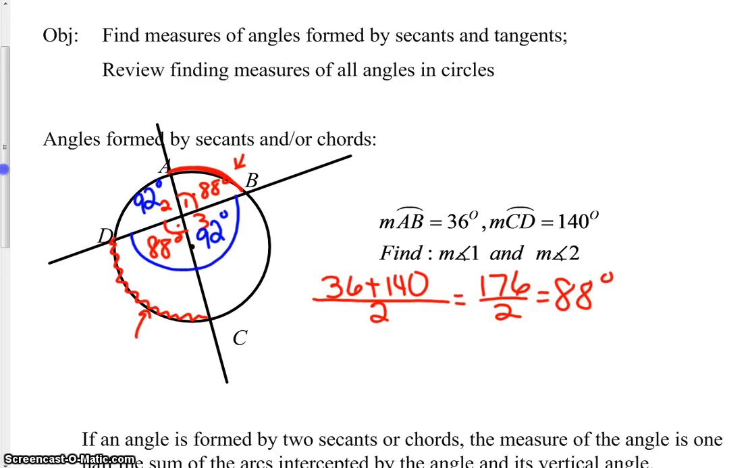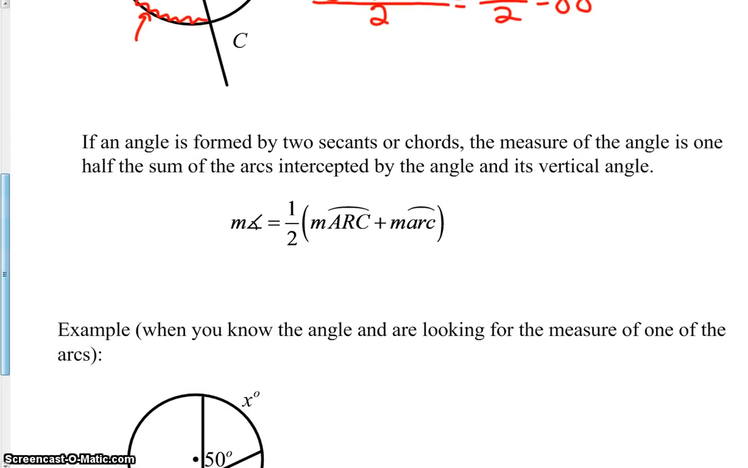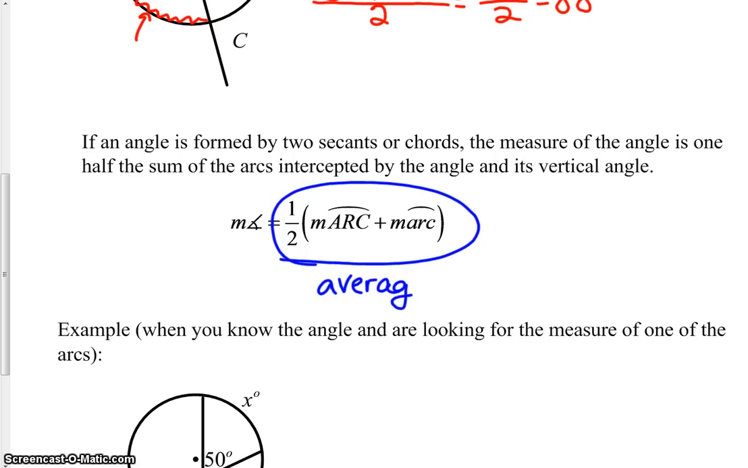This leads us to our first theorem. And our first theorem says, if an angle is formed by two secants or chords, the measure of the angle is half the sum of the arcs intercepted by the angle and its vertical angle. Again, basically all this is doing is averaging, and I'm just going to call them, it really isn't the name of them, but I'm just going to call them the vertical arcs. It's the arcs that are intercepted by those vertical angles.